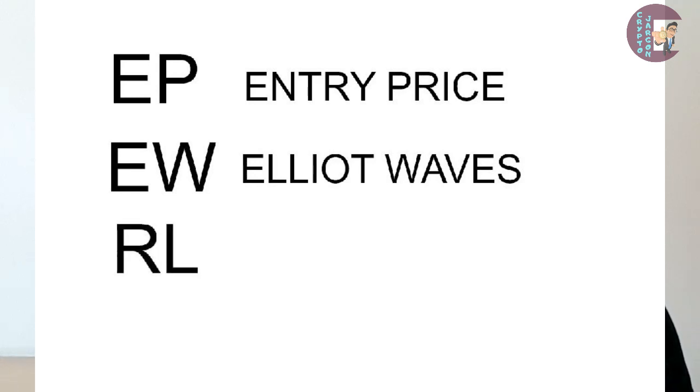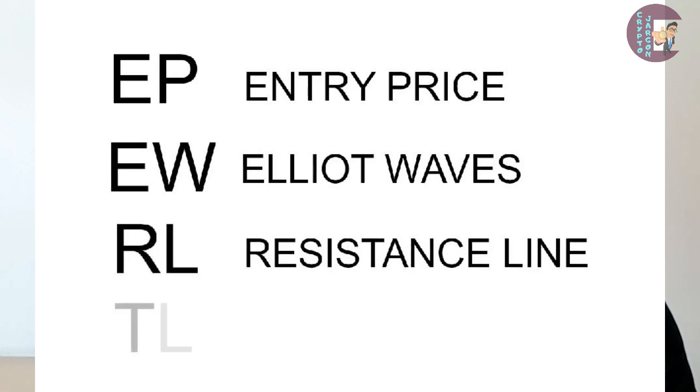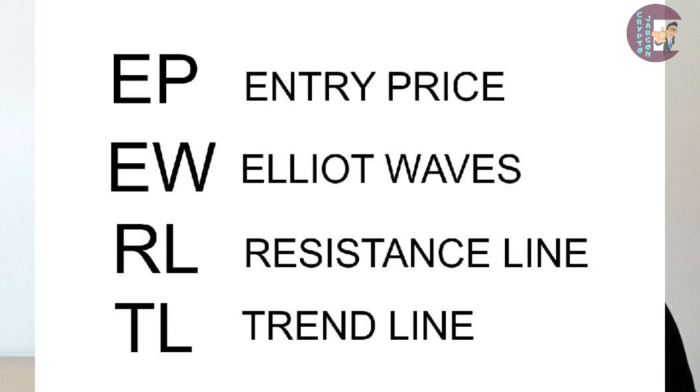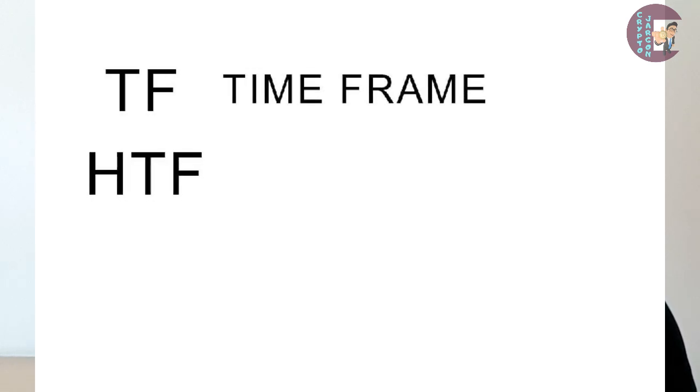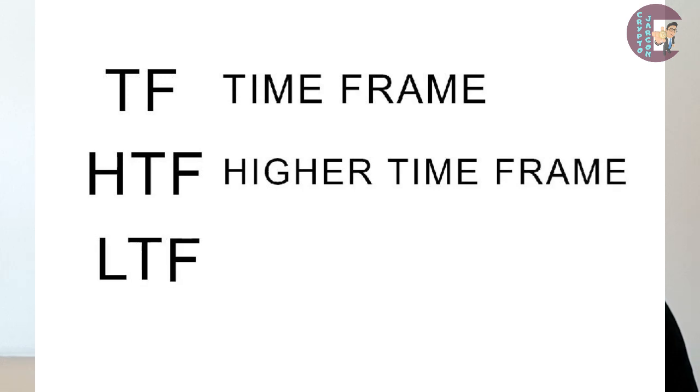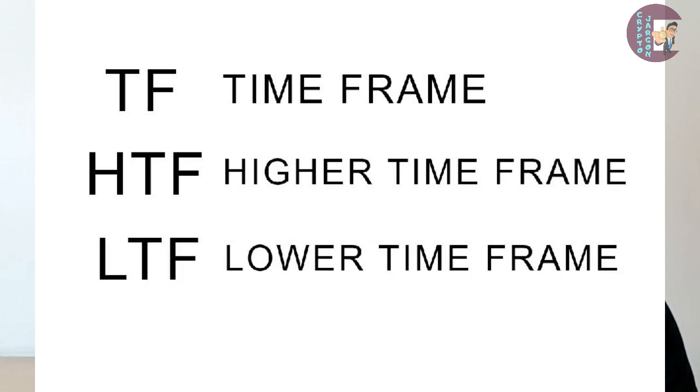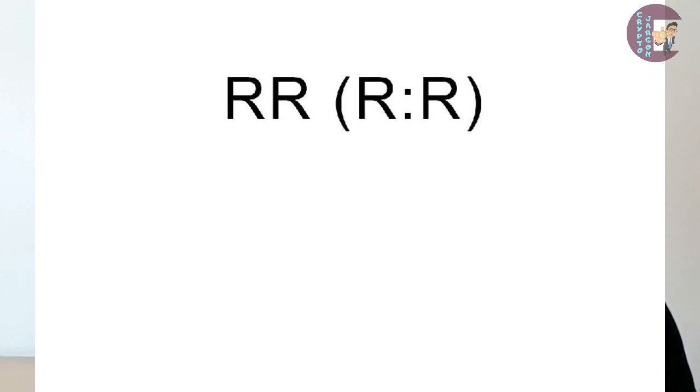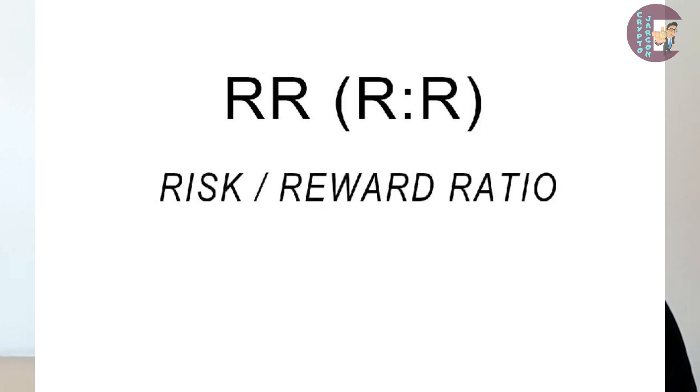RL is the resistance line or resistance level. TL is a trend line. TF is a time frame. Higher time frame is HTF and lower time frame would be LTF. RR stands for risk reward ratio. In other words, what is the risk you take compared to the profit you might gain from that trade? The higher that ratio, the better.